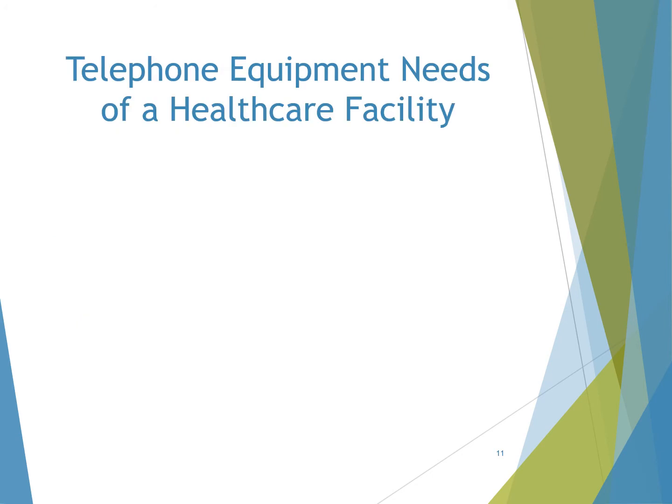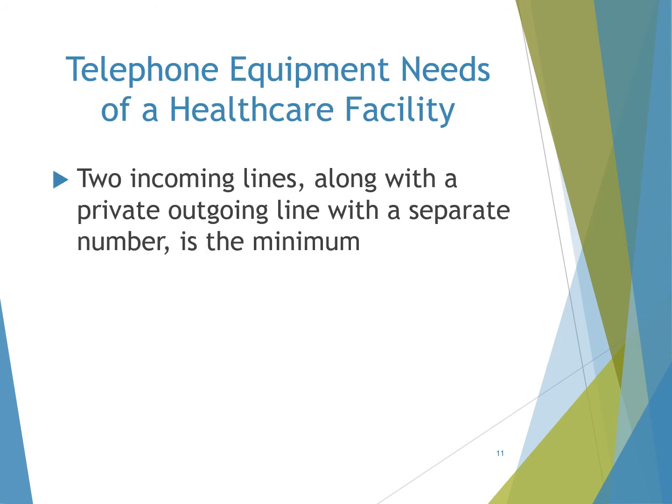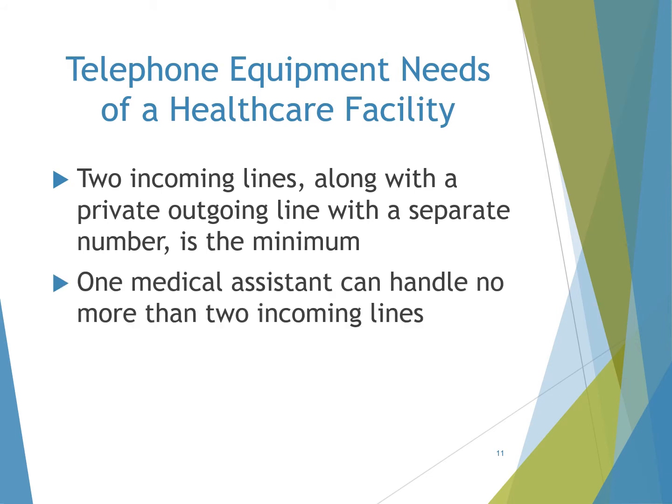Some of the equipment that's needed in a healthcare facility: two incoming lines along with a private outgoing line with a separate number is the minimum. One medical assistant can handle no more than two incoming lines. A telephone should be available in the laboratory area and the clinical area, and then multiple phones should be present in reception and business office areas.